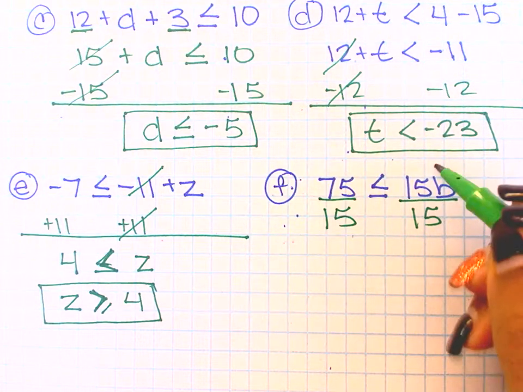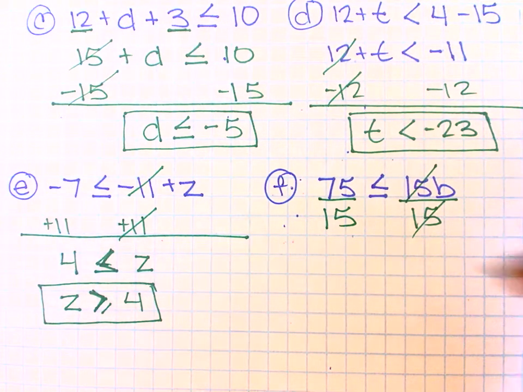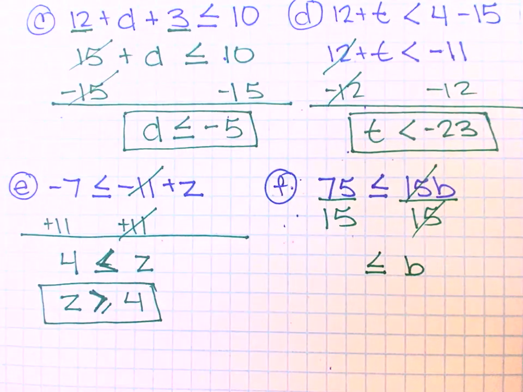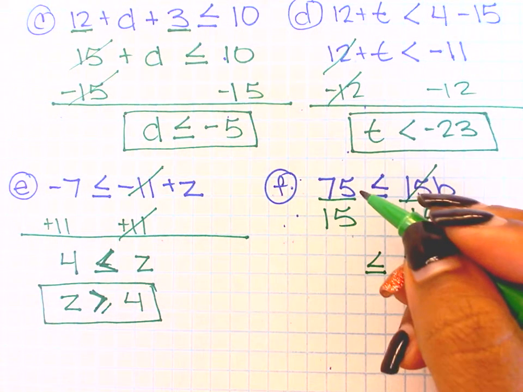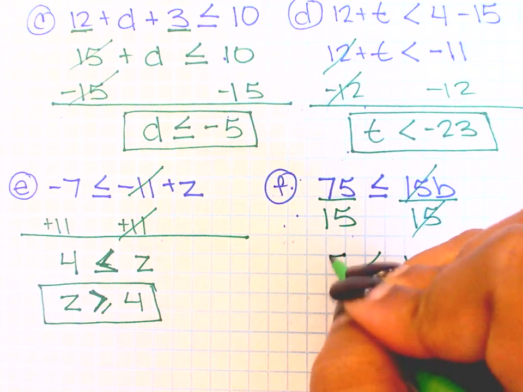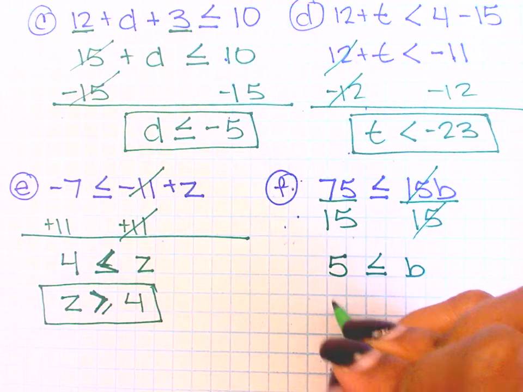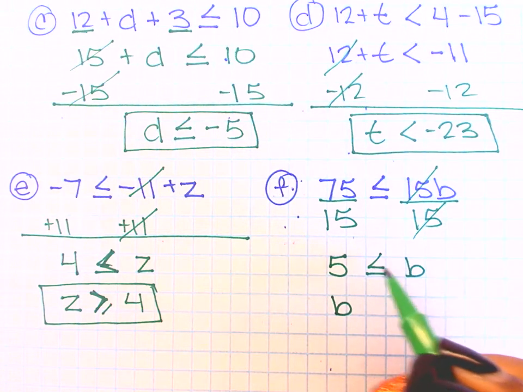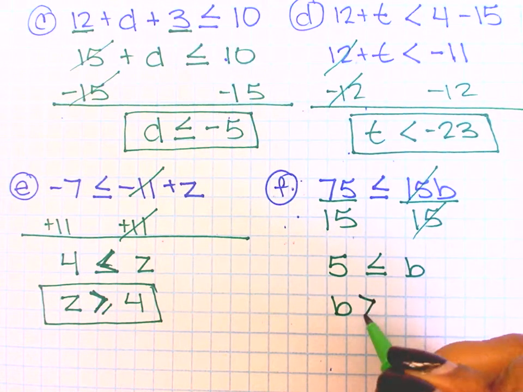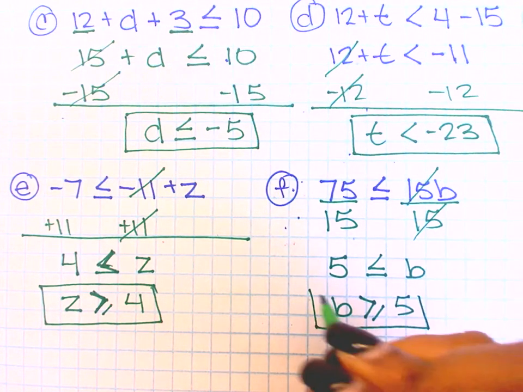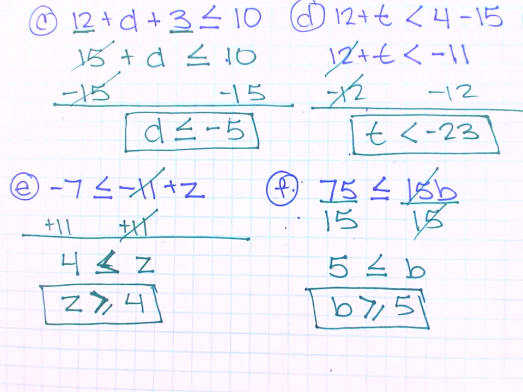My 15s cancel on the left because 15 over 15 is 1, so it's like saying 1B. So B is less than or equal to 75 divided by 15, which is 5. And again, I can't write it like that. I need to have the variable first. So B, the open part, is facing B. It's greater than or equal to 5. So on that one, we didn't have to reverse, because we didn't divide by anything that is less than 0.